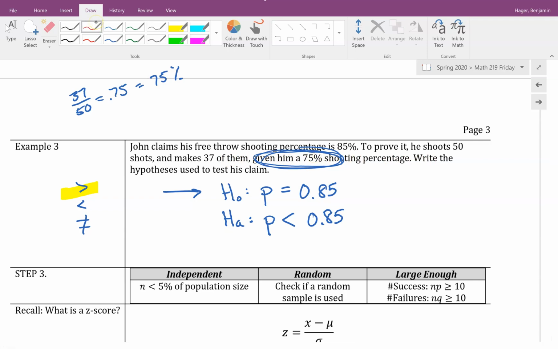Okay, and so again, continuing on, this would just be step one of the test, in addition to listing the significance level, which we'll talk about shortly, and then we would move on to steps 2, 3, 4, and eventually we would make our case.